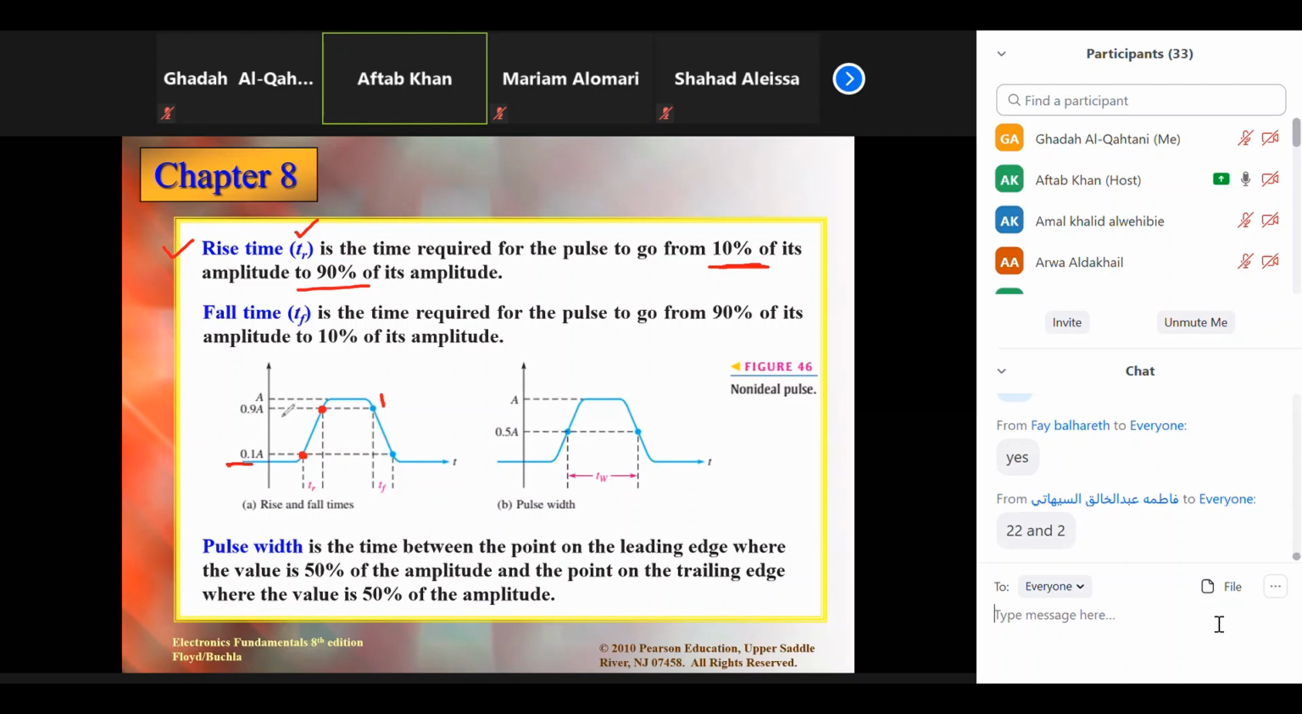Okay, so 10% to 90%, this one. And how much time is this? This time is called TR, that is, rise time. Similarly, we have fall time. Fall time is when it changes its value from 90%, that is 0.9 A, to 10%, that is 0.1 A. So this is TF, the fall time.